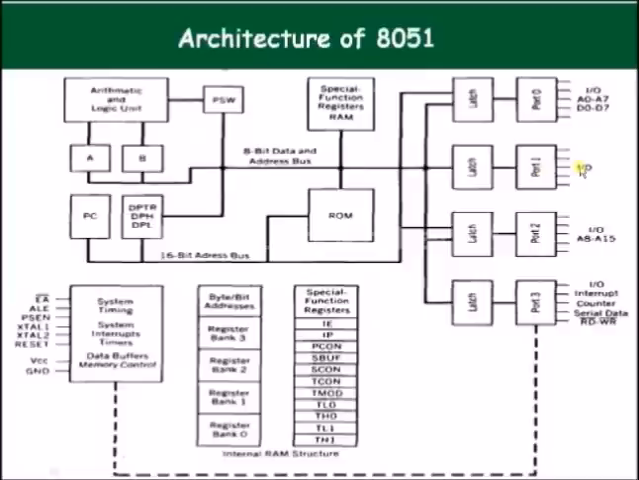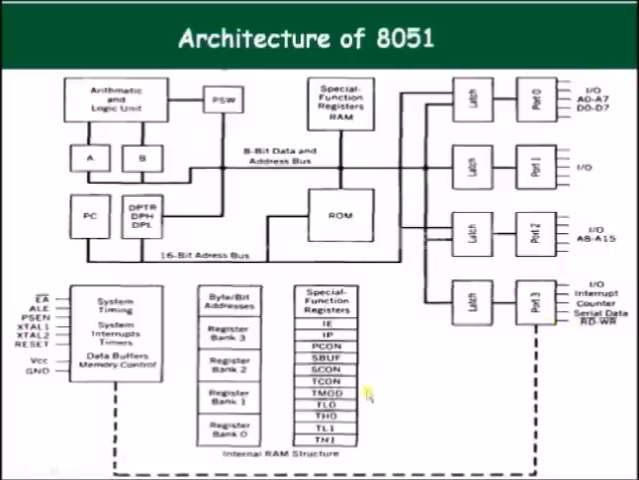Port 1 can only act as input or output lines, and port 2 can act as input output lines as well as address lines, that is A8 to A15, and port 3 will be acting as input output. Along with that, it also provides some special functions like read bar, write bar, interrupts, counter pins, serial pins. Okay, so we'll discuss each and everything.